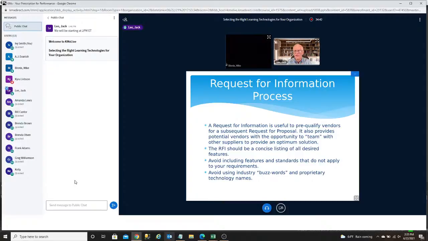You also want to avoid using industry buzzwords and proprietary technology names, because this tends to cause vendors to think, well, you know, this thing's wired for company A, company B. If you use a proprietary technology name in your RFI that happens to be a trademark of XYZ, or happens to be something that's only available from company Z, it's very hard to get vendors to respond at that point, because they're going to think, why am I wasting my time? They've already decided they're going with proprietary company B.